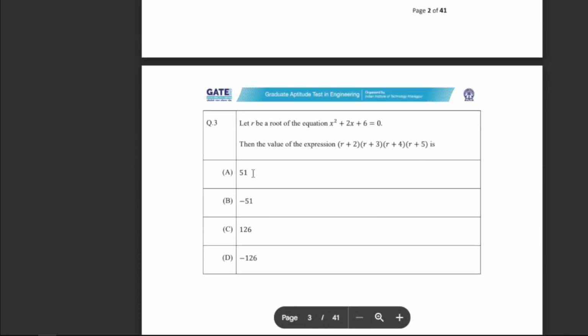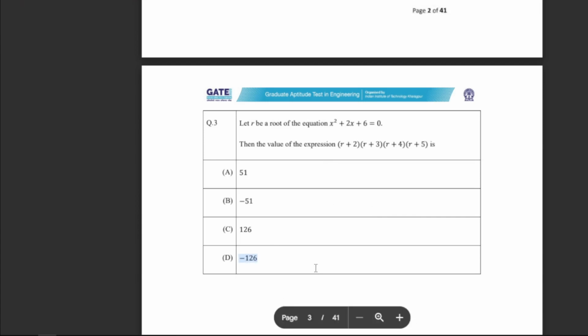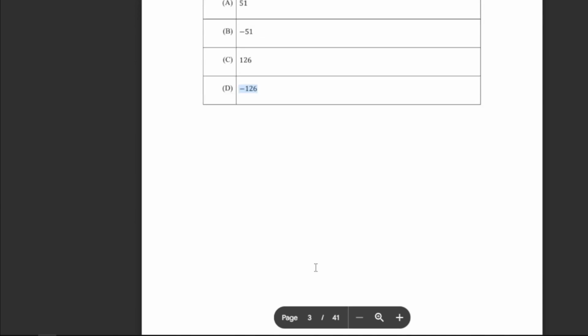The third question is, let r be a root of the equation x square plus 2x plus 6 equals 0. Then the value of the expression (r+2)(r+3)(r+4)(r+5) is? Again, here the expression is in continuous form, right? So the answer for this question is D, that is minus 126, right?